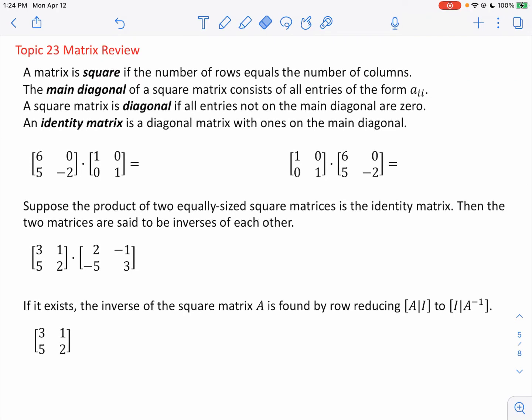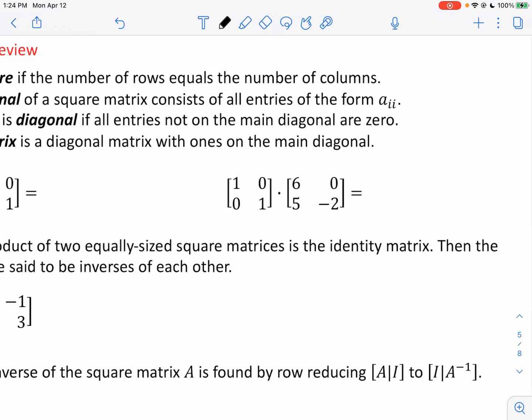Okay, now looking at the next slide. A matrix is square if the number of rows equals the number of columns. The main diagonal of a square matrix consists of all entries of the form A sub ii. So in other words, A11, A22, A33, A44, etc., they form what's called the main diagonal. A square matrix is diagonal if all entries not on the main diagonal are 0. And an identity matrix is a diagonal matrix with 1s on the main diagonal.